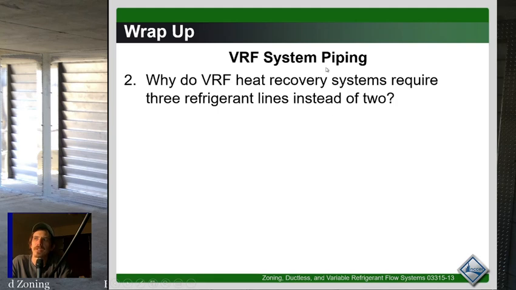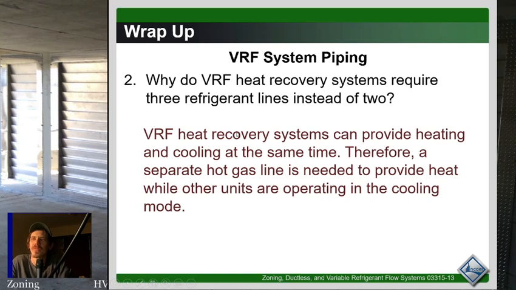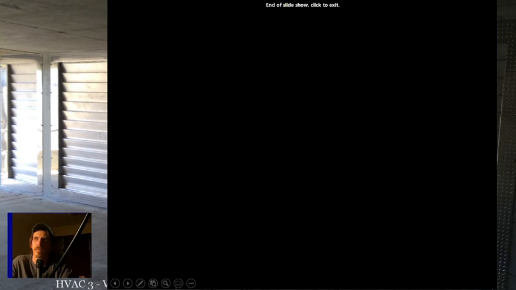Why do VRF heat recovery systems require 3 refrigerant lines instead of 2? Because VRF heat recovery systems can provide heating and cooling at the same time. Therefore, a separate hot gas line is needed to provide heat while other units are operating in the cooling mode. Remember, your 3 pipes are liquid line, suction line, and, no, not hot gas, high pressure, low pressure gas. Remember, your 3rd line could be suction and it could be discharge. It's usually discharge gas in that 3rd middle size line, but it could be suction as well on very hot days where everything's calling for cooling. And then there's your performance tasks.